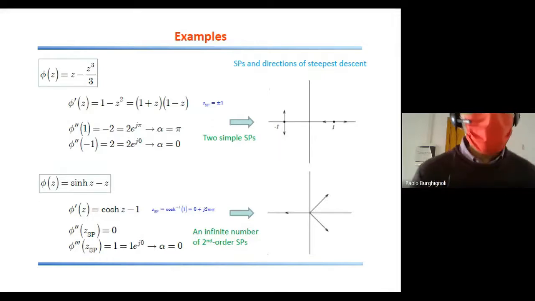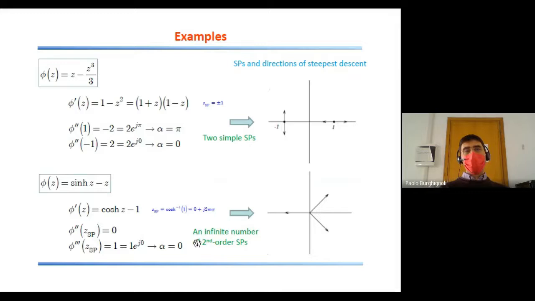Just to give you some more examples, take the function phi to be given by this polynomial of third order, z minus z cubed divided by 3. Okay, let us first of all find if and how many saddle points there are. In order to do that, we will evaluate the first derivative of phi, which is in this case equal to 1 minus z squared, which is again a polynomial, which can be immediately factored as 1 plus z times 1 minus z. So we have two solutions, z equal to plus 1 and z equal to minus 1, at which the first derivative vanishes, and therefore we have saddle points.